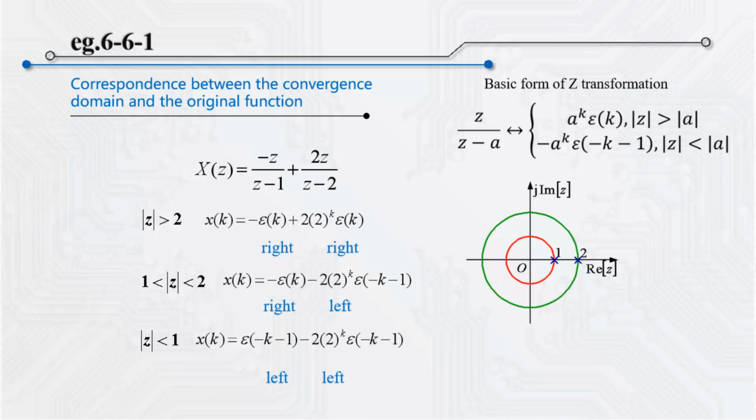This is the very typical partial fraction expansion method according to X(z), the general method for finding the inverse Z transform. What needs to be noted here is that in the case of different convergence domains, the form of the corresponding original sequence is different. Everyone must pay attention to this.